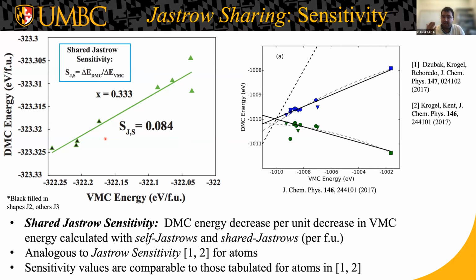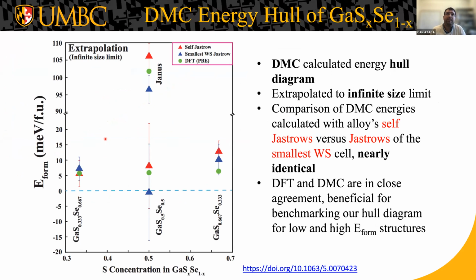So which means that we can use this Jastrow swapping in our alloying model. When we do that, I'm presenting here two different QMC values. One is when we use the self Jastrow, and the other is when we use the smaller cell-size Jastrow parameter here. And the green ones are the DFT values.